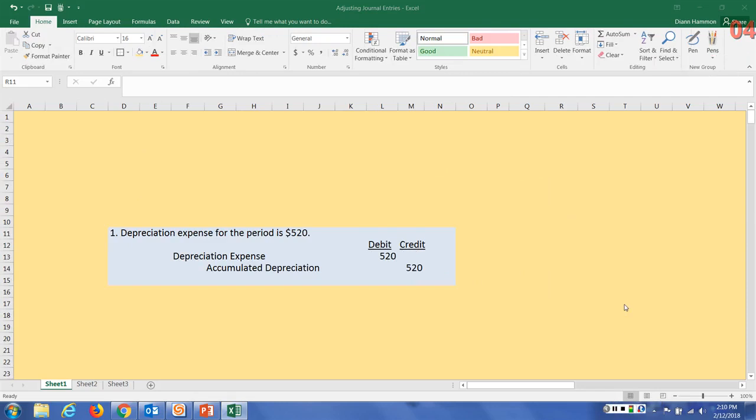Okay, the first one I want to look at is pretty simple. This is your depreciation expense. So in a problem in your textbook or your homework or even on an exam, you might be given this scenario. Depreciation expense for the period is $520.